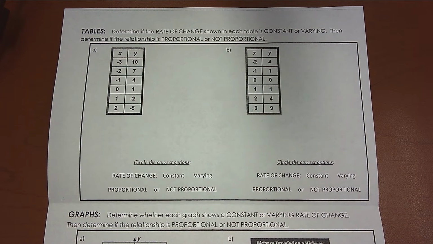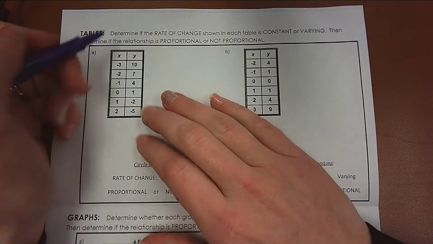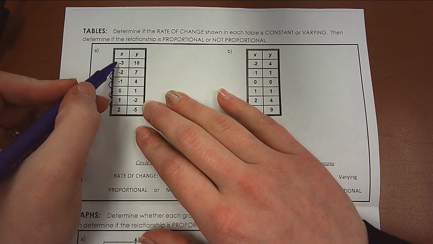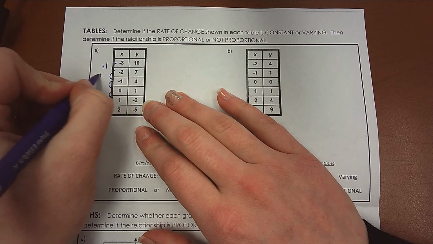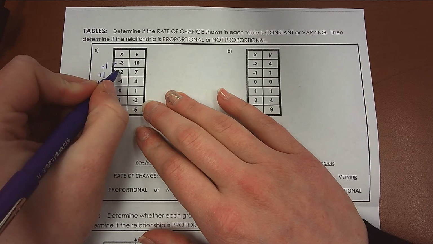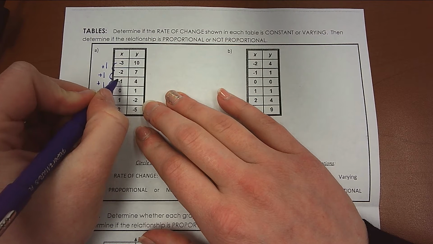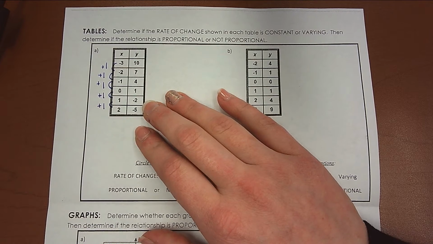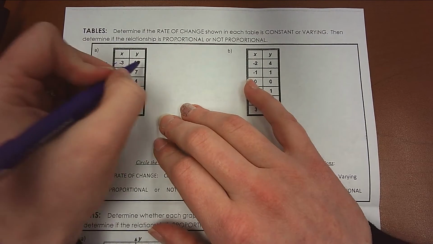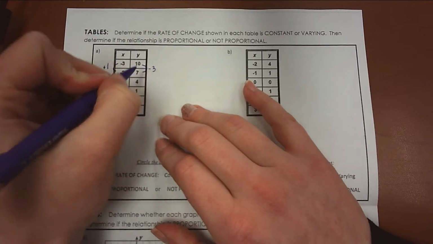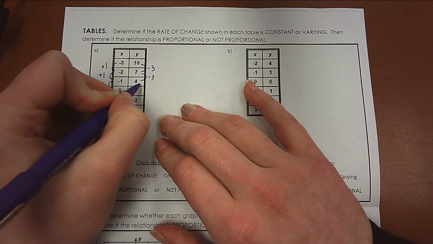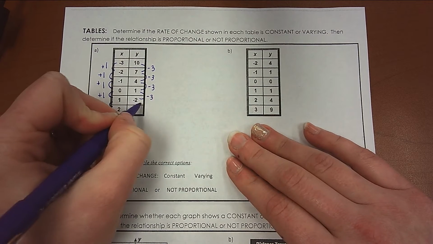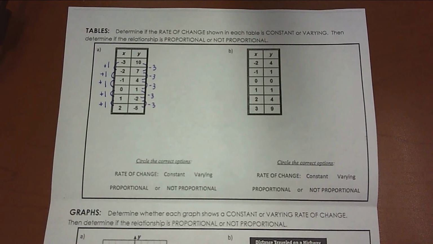So when we do this, to find constant rate of change, we're going to find the change in x. In this case, it appears that each time we go from one box to the next, we're adding 1. Negative 3 plus 1 is negative 2. Negative 2 plus 1 is negative 1. Negative 1 plus 1 is 0. 0 plus 1 is 1. 1 plus 1 is 2. And then our y values, this is 10 minus 3 is 7. 7 minus 3 is 4. 4 minus 3 is 1. 1 minus 3 is negative 2. And negative 2 minus 3 is negative 5.